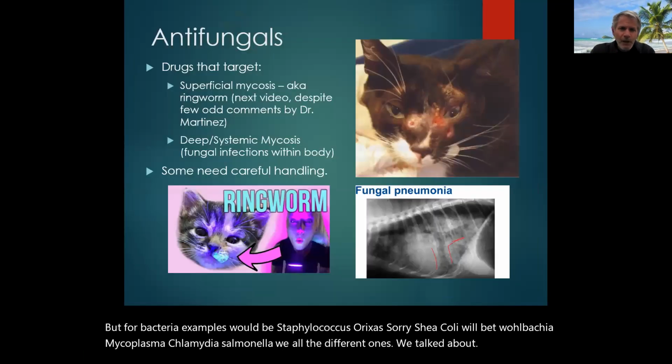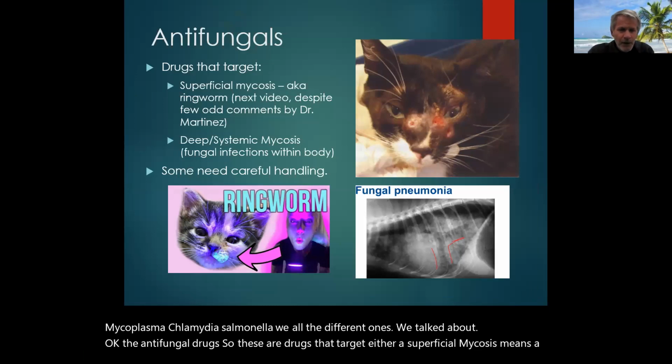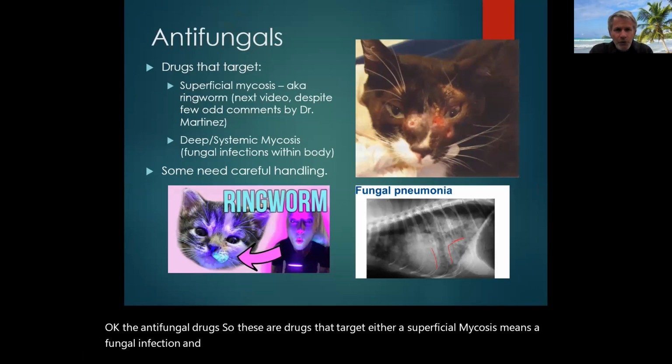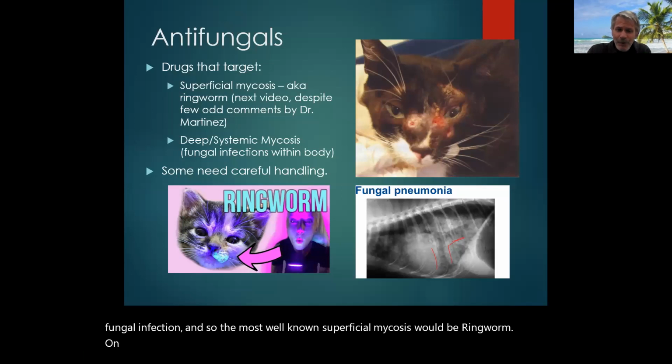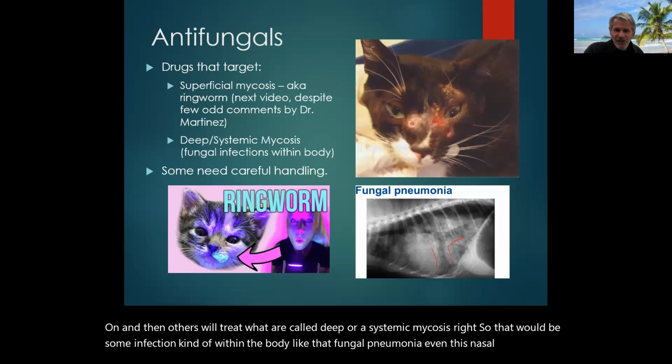Okay. The antifungal drugs, so these are drugs that target either a superficial mycosis. Mycosis means a fungal infection. And so the most well-known superficial mycosis would be ringworm. And then others will treat what are called deep or systemic mycosis, right? So that would be some infection within the body, like fungal pneumonia. Even this nasal fungus would probably be considered deep.